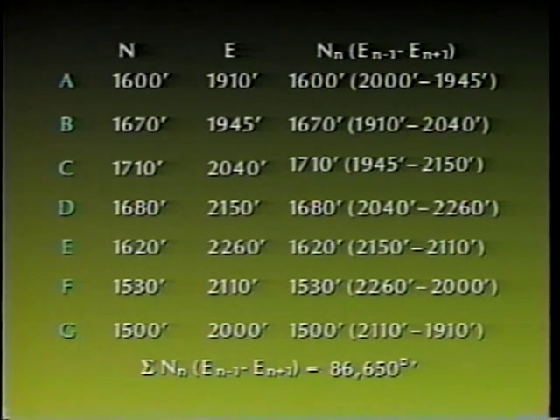Continue around the parcel to point G, which would be n sub g times the quantity e sub f minus e sub a. Watch the algebraic signs of the product and enter in the proper column, either plus or minus. When you have found all the products, you will have a column of pluses and a column of minuses. Add each column, then take the smaller from the larger, divide the remainder by 2, and you have your area. Simple, huh?